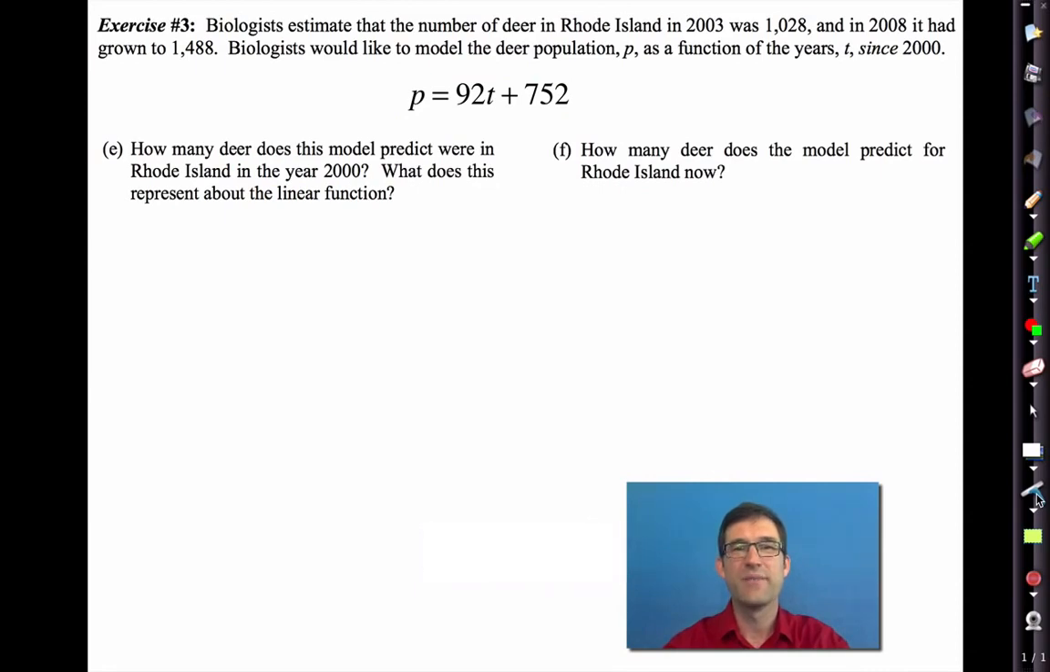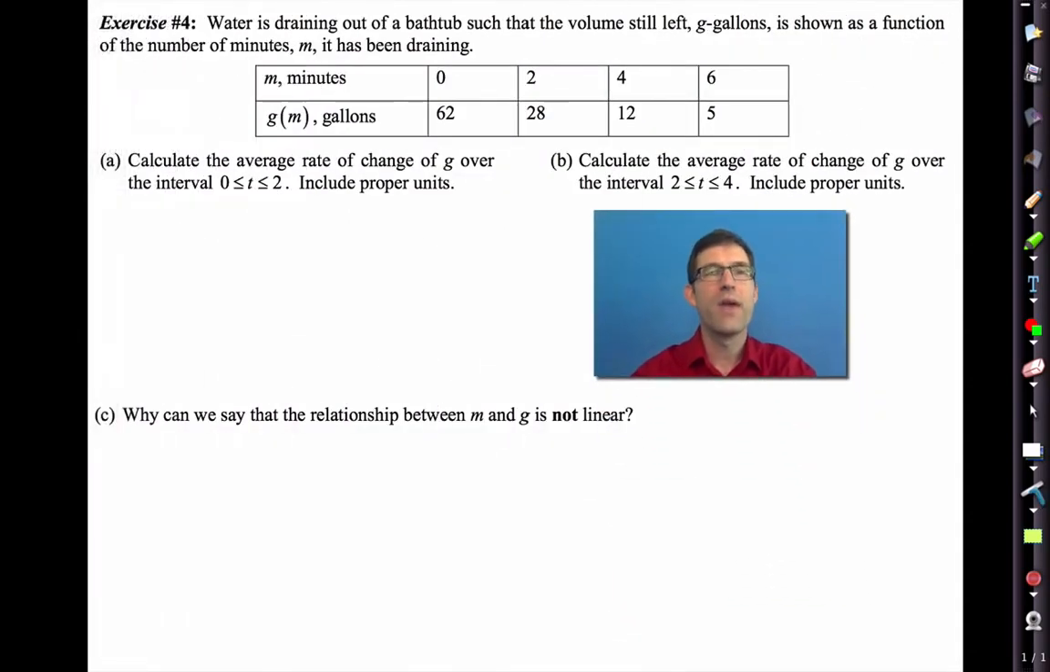Okay, let's do it. Here we go. Exercise number 4. Water is draining out of a bathtub such that the volume still left, G gallons, is shown as a function of the number of minutes, M, it has been draining. So letter A says calculate the average rate of change of G over the interval 0 to 2, include proper units. All right, so I want to calculate the average rate of change over this interval.